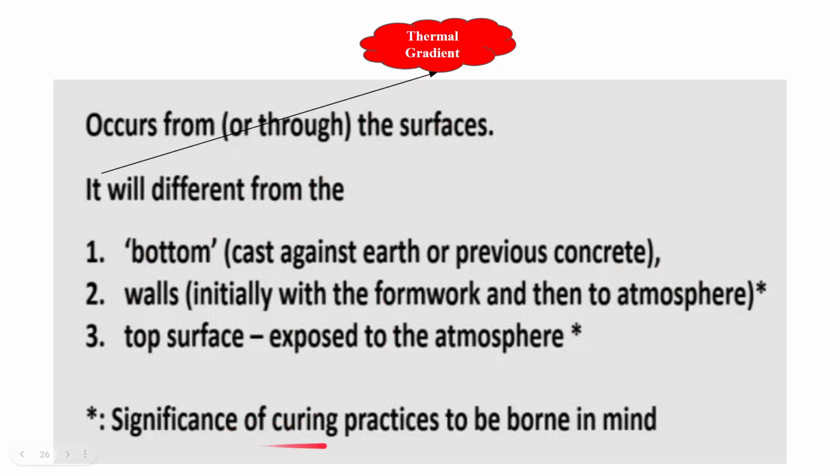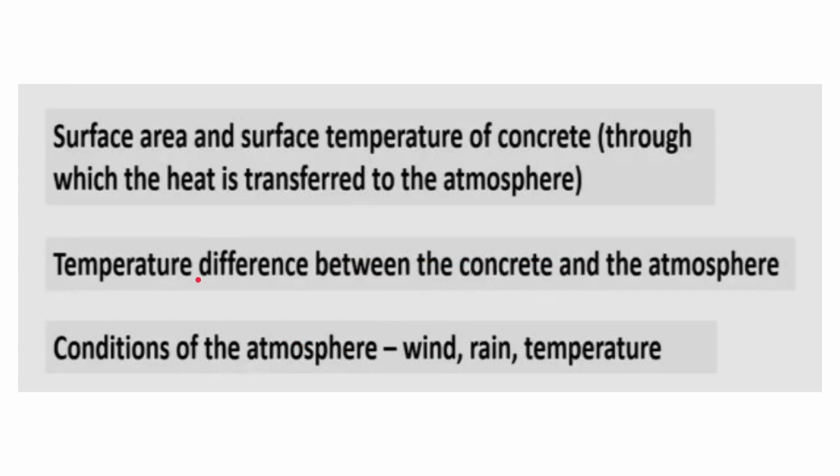The significance of curing practices is to be borne in mind, because formwork is basically for the curing purpose. So for different formwork applications, the walls will have different thermal gradients. Then there are the surface area and surface temperature of concrete through which the heat is transferred to the atmosphere, as we studied, the temperature difference between the concrete and the atmosphere, and the conditions of the atmosphere, which can be wind, rain, high temperature, low temperature, etc. We studied high temperature and low temperature concrete in the last class.